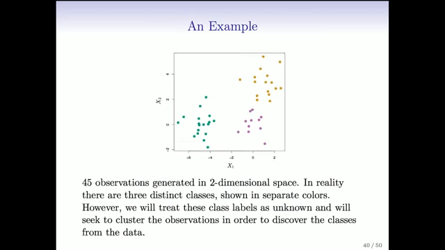So here's another example. There's 45 observations, again in 2 dimensions. And in reality here, we've imagined there's 3 classes. So I've colored them as such, green, purple, and gold. But we're not going to use these class labels in the clustering. We want to see, after we do the clustering, where these points end up.